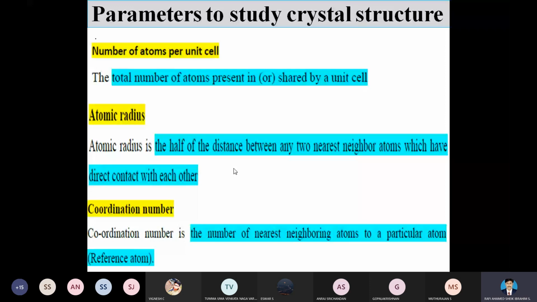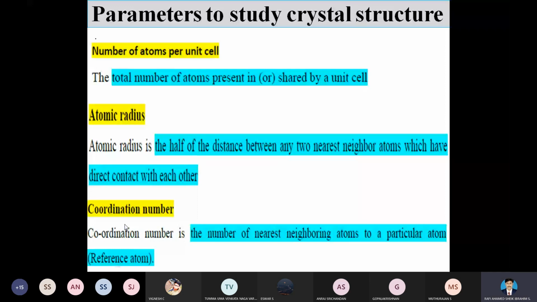The edge of the crystal is a. So a equals 2R. From this, R becomes a by 2. That we measure as the atomic radius: half of the distance between any two nearest neighboring atoms which have direct contact with each other. Whatever atoms you consider, those atoms should have contact with each other. Only then can we measure the atomic radius.